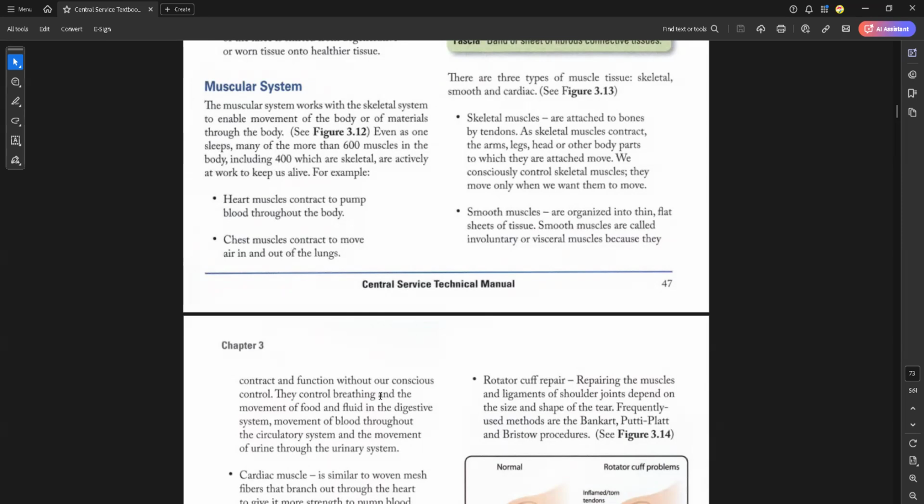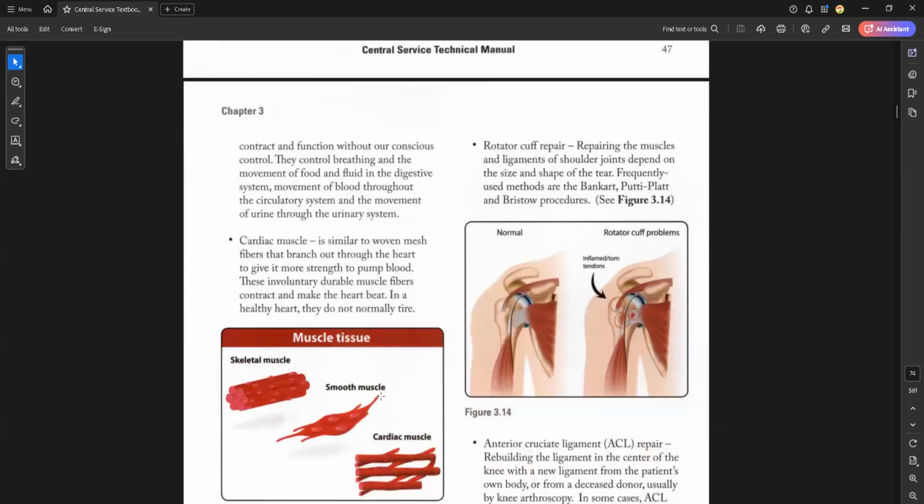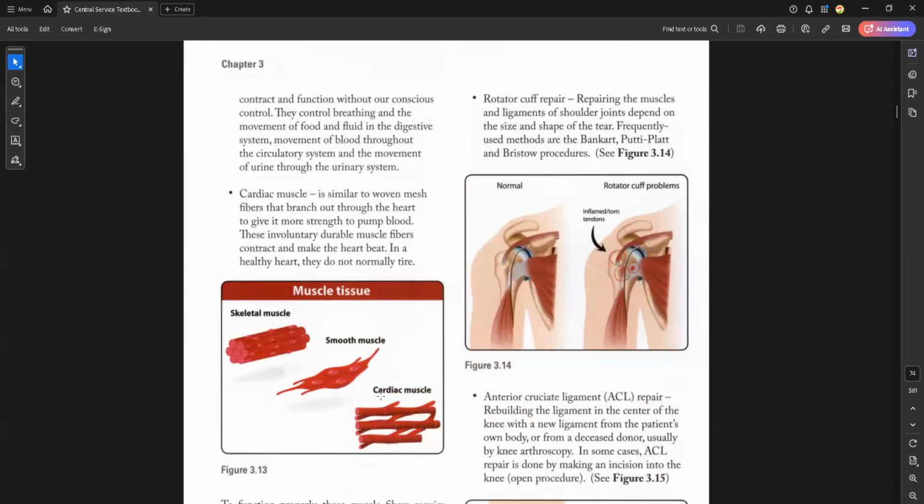Okay, let's go. Next please. So we have the cardiac muscle, as you can see, is similar to a woven mesh. Now, we are interested in looking at the surgical procedures that are associated with this kind of thing. We have the rotator cuff repair.